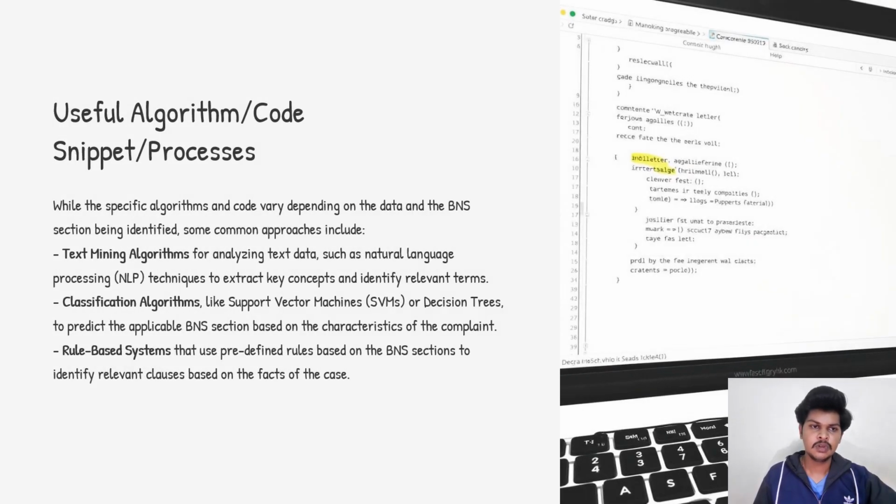Useful algorithms in the process. While the specific algorithms and code vary depending upon the data and the BNS section to be identified, some common approaches include, first, text mining algorithms. These analyze text data using natural language processing techniques to extract key concepts and identify relevant terms. Second, classification algorithms like Support Vector Machines (SVMs) or decision trees to predict the applicable BNS section based on the characteristics of the content. Third, rule-based systems that use predefined rules based on the BNS section to identify the relevant clause based upon the facts of the case.